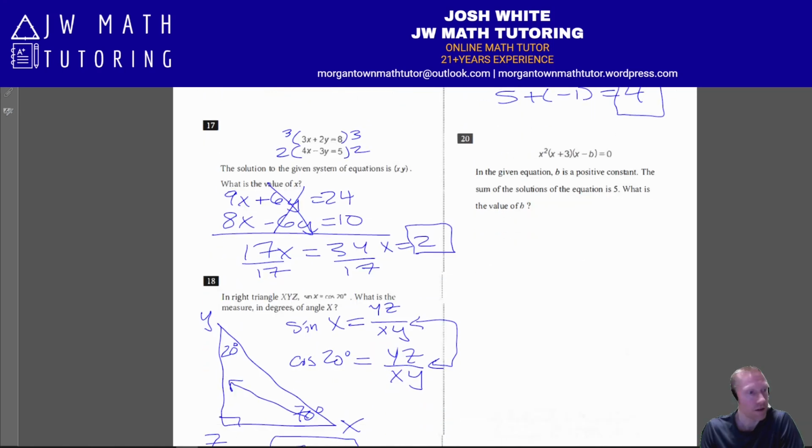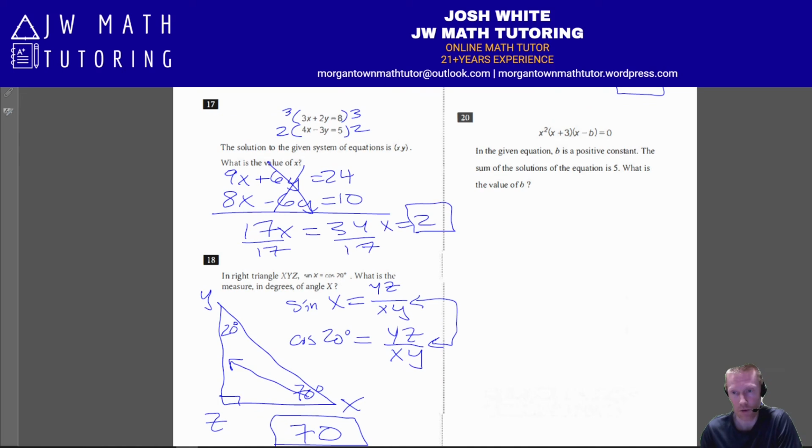Now at the bottom of the page, the last one on this section 3, no calculator section, we have problem number 20. So here, the sum of all the various solutions is equal to positive 5. So all we have to do is add up the various solutions to this equation. Notice it's already factored, so we can just set each of the factors equal to 0. Setting x squared equal to 0, you square root both sides, and the square root of 0 is just 0, so x equals 0. Then we set x plus 3 equal to 0, subtract 3 on both sides, and we get x equals negative 3.